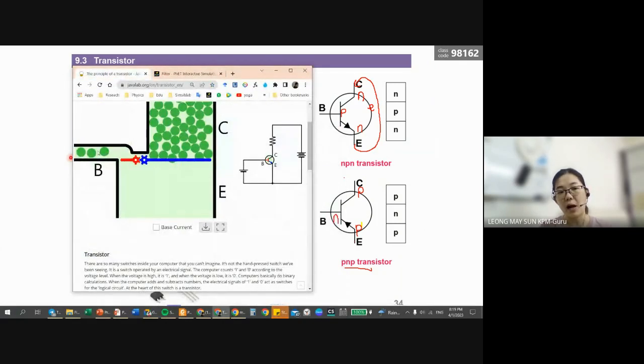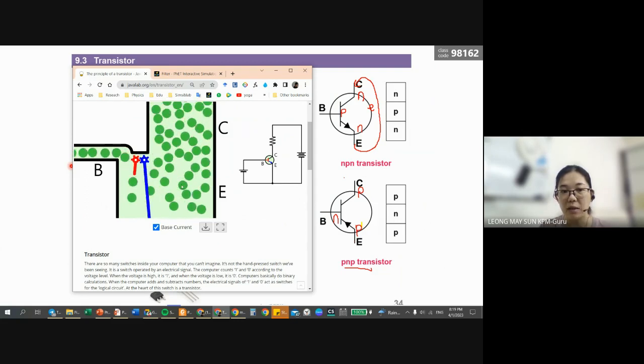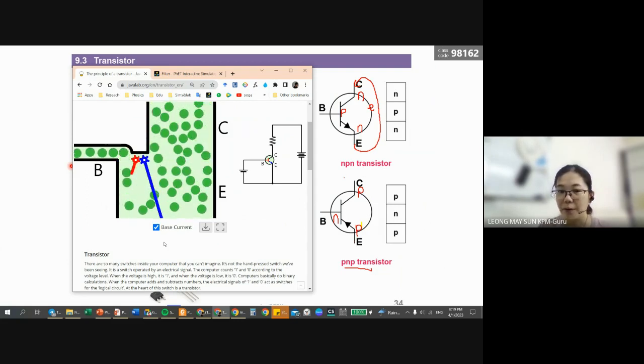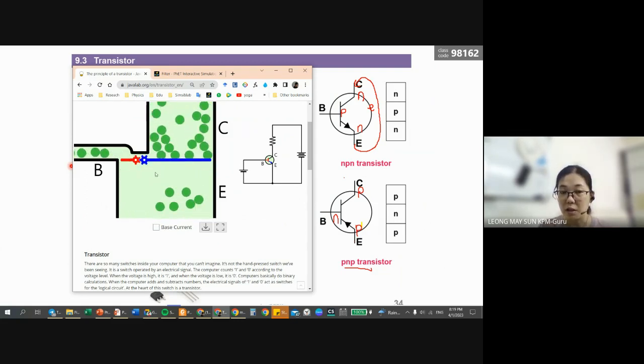If the base current is insufficient, then the emitter cannot send to the collector. Collector current cannot flow as well. I repeat: if the base current is insufficient, then the collector current cannot flow. If you notice this particular system over here, only if the base current is enough can the collector current flow. All right, let's watch the simulation again.